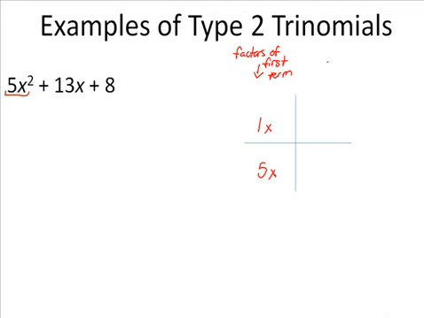In the second column, write factors of your last term. My last term is positive 8. I'm not going to assign my factors positive or negative signs just yet, but I know it could be 1 times 8 or 2 times 4.